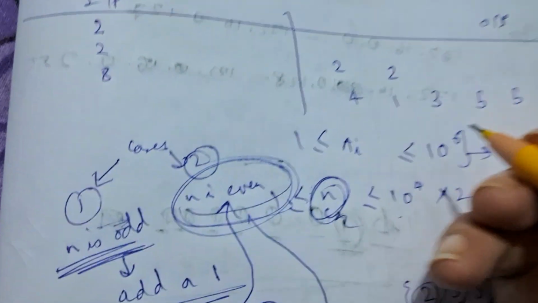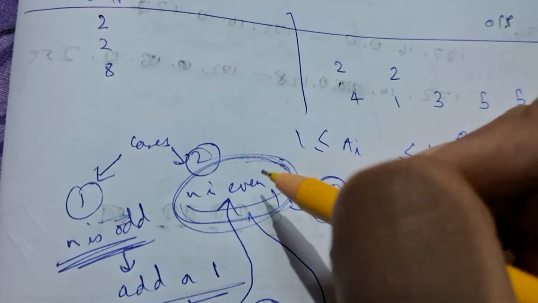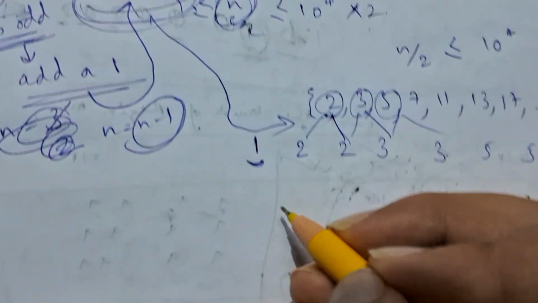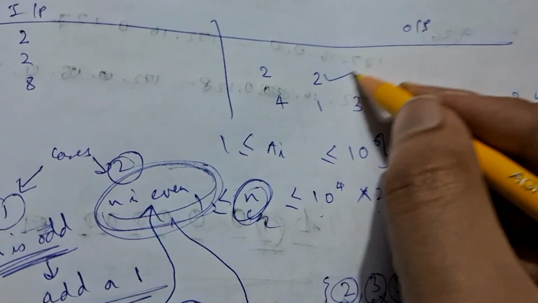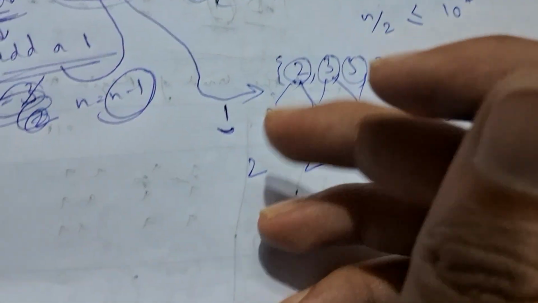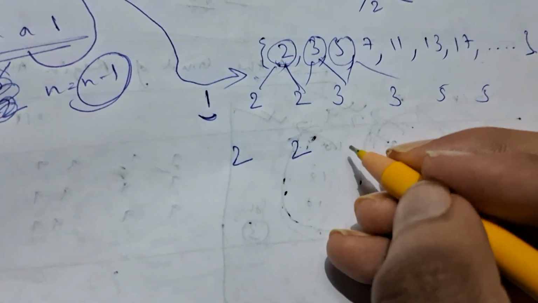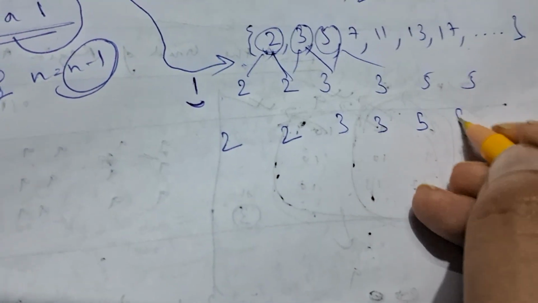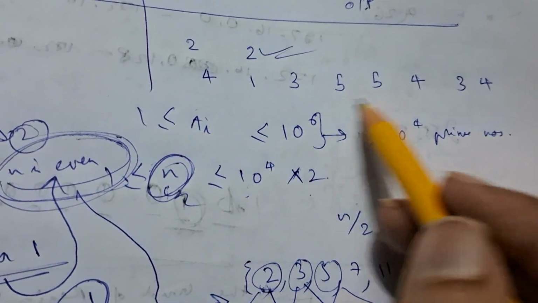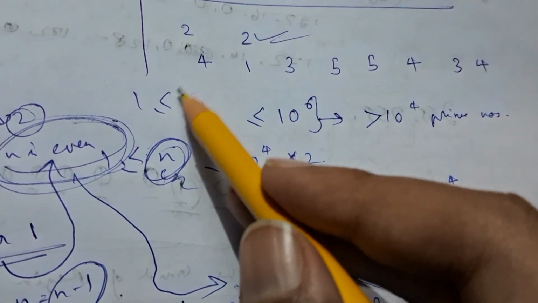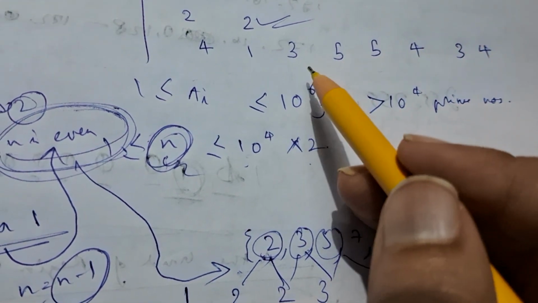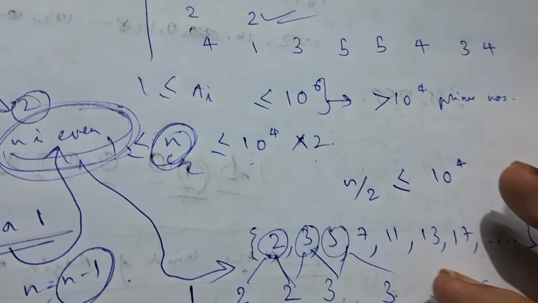Okay, so basically for 2, n is even, right? So it is going to be 2 2. For 8, n is even, so we are going to find the first n by 2 prime numbers, that is 2 3 5 7, right? So it is going to be 2 2 3 3 5 5 7 7. Now if you look into the sample case, it is 1 3 3 4 4 4 4 and 5 5, right?